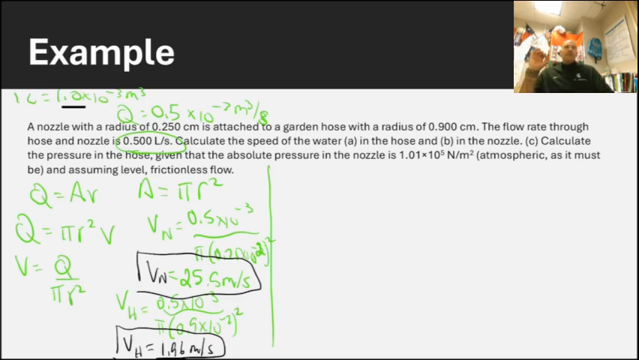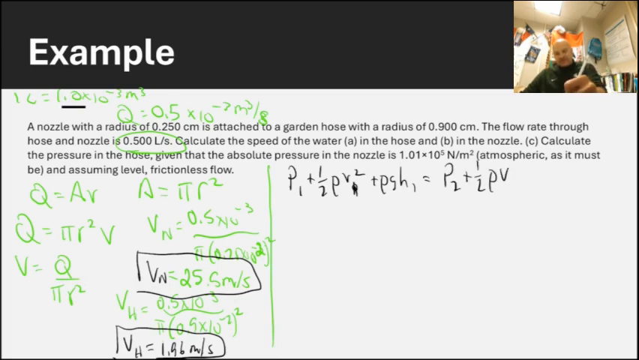Now for part C, we're going to calculate the pressure in the hose. So what we need to do is use Bernoulli's equation. We're going to essentially treat it as a conservation of energy question. Okay, so we write down Bernoulli's equation, and let's see if we can cancel anything out. We know there's not going to be a difference in the height. Now there's going to be a slight difference because you're going to go from 0.9 to 0.25. That's not a significant difference in terms of the height difference.